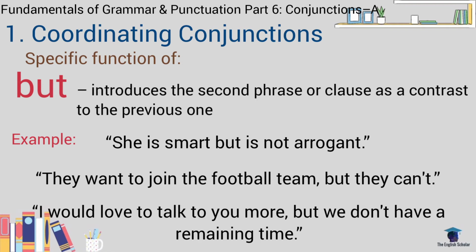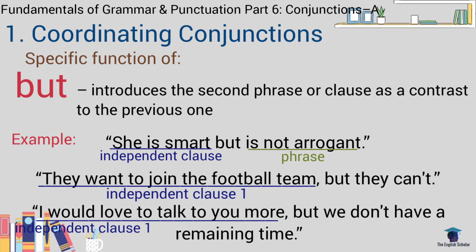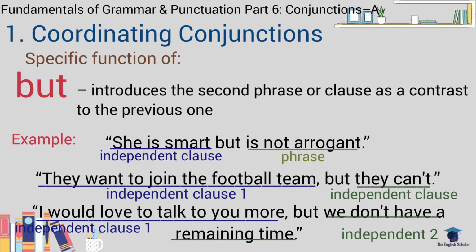Notice that in the first sentence, we connected one independent clause to a contrasting phrase. After but is a phrase because it does not contain a subject. For the second and third sentences, we connected the independent clauses to other clauses that contrast the ideas. They are all independent clauses because before and after but, they contain a subject and a verb that gives a complete thought.